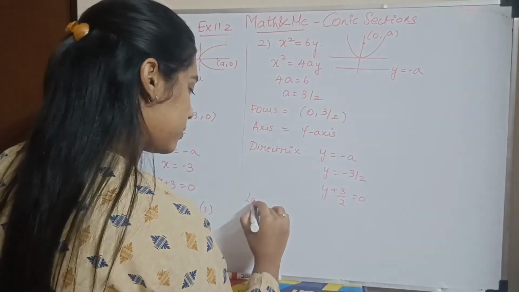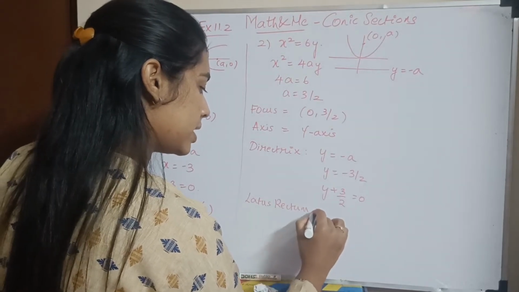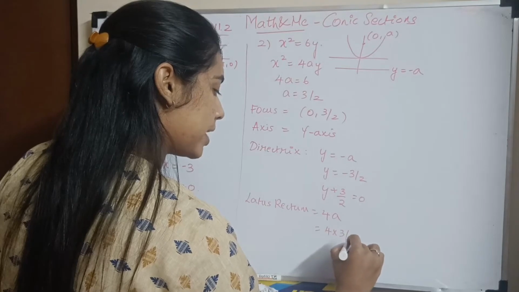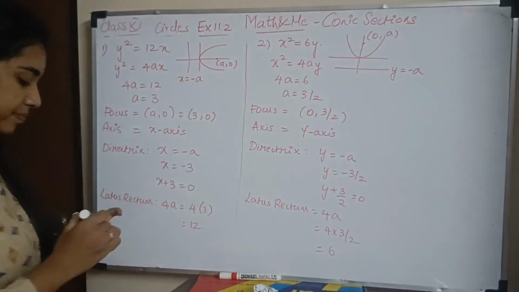And what is the length of the latus rectum? It is 4a, which is 4 times 3 by 2. I can cancel the 2 and the 4. I'll be left with 6. Okay.